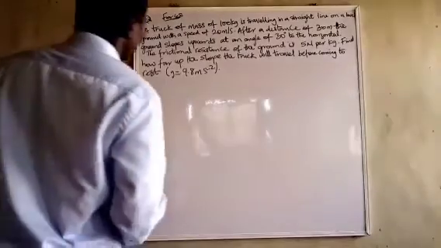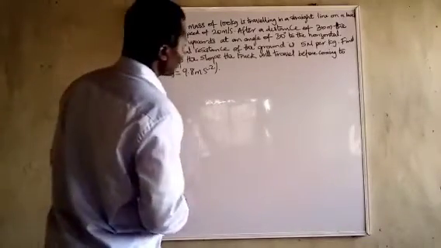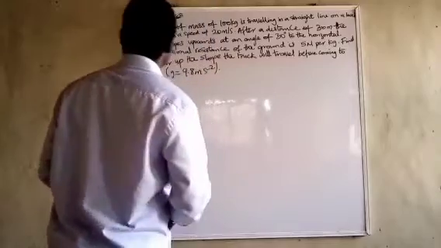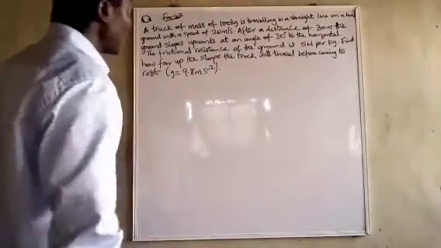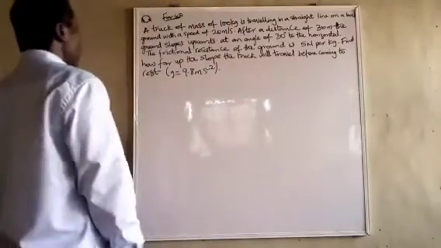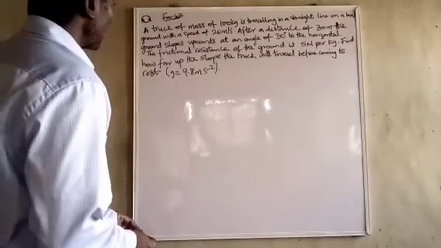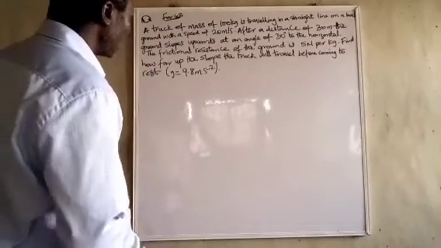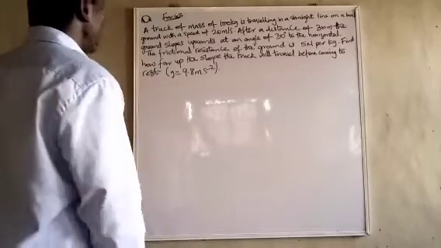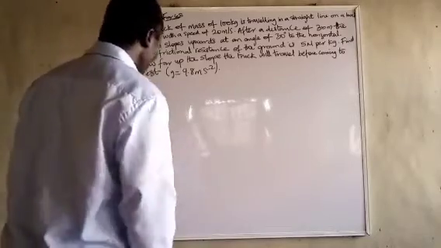A truck of mass 100 kg is traveling in a straight line on level ground with a speed of 20 meters per second. After a distance of 30 meters, the ground slopes upward at an angle of 30 degrees to the horizontal. The frictional resistance of the ground is 5 Newton per kilogram. Find how far up the slope the truck will travel before coming to rest.